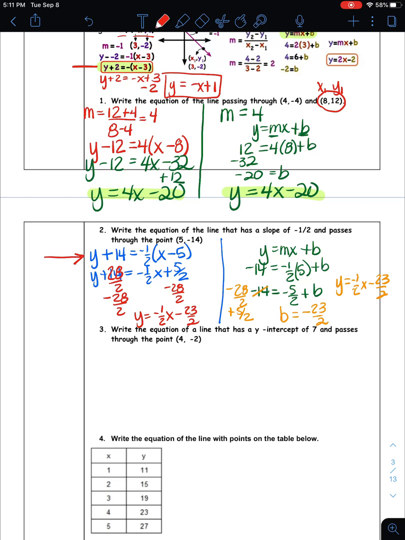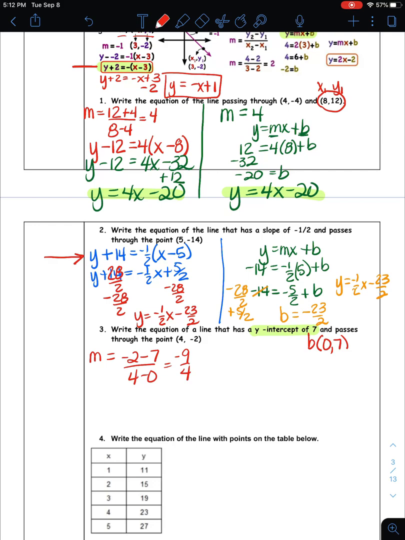Write the equation of a line that has a y-intercept of 7, which means that's b, and passes through the point 4, negative 2. So if it passes through the y-intercept at 7, then that means that point is at 0, 7. So we need a point and we need a slope to be able to write this. So slope is equal to negative 2 minus 7 over 4 minus 0, so that's negative 9/4. So we have a slope.